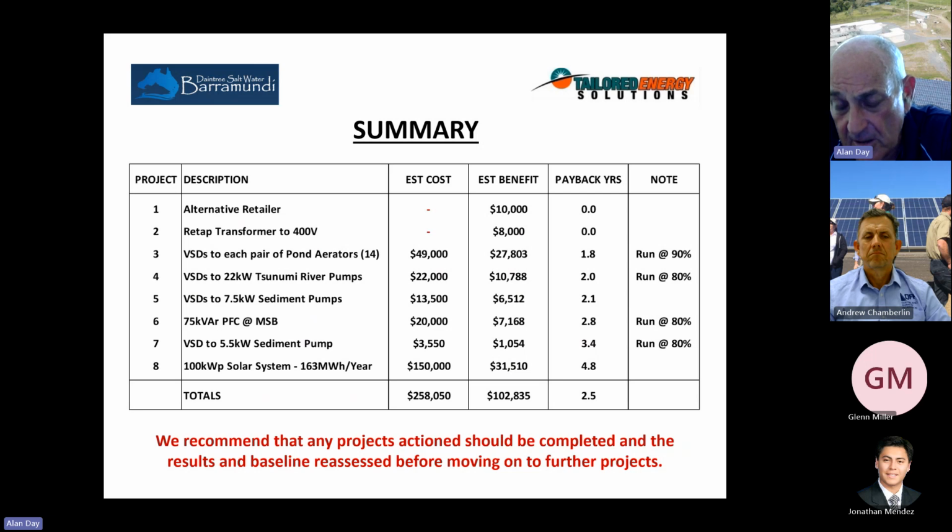So, if you say that we started looking at their bill at $170,000, to take $100,000 off that would be a pretty good result. But it requires $258,000 of investment, and they're not in a position to do that at the moment. But there's nothing to stop them starting to do some work with VFDs on pond aerators and things like that.